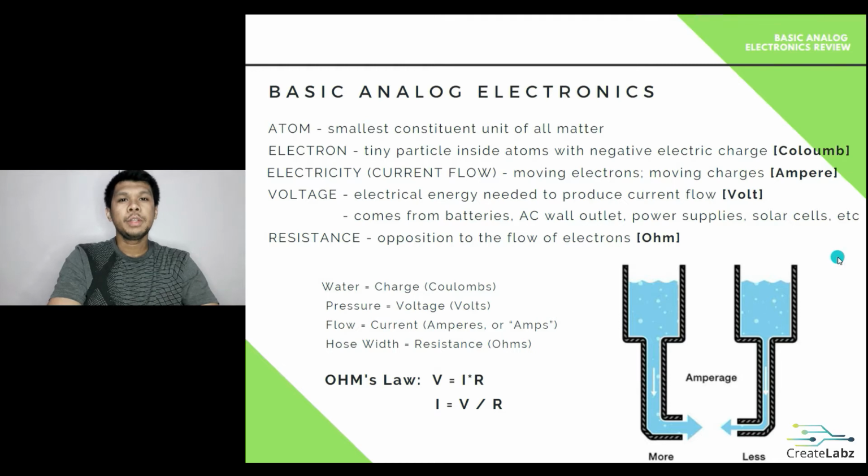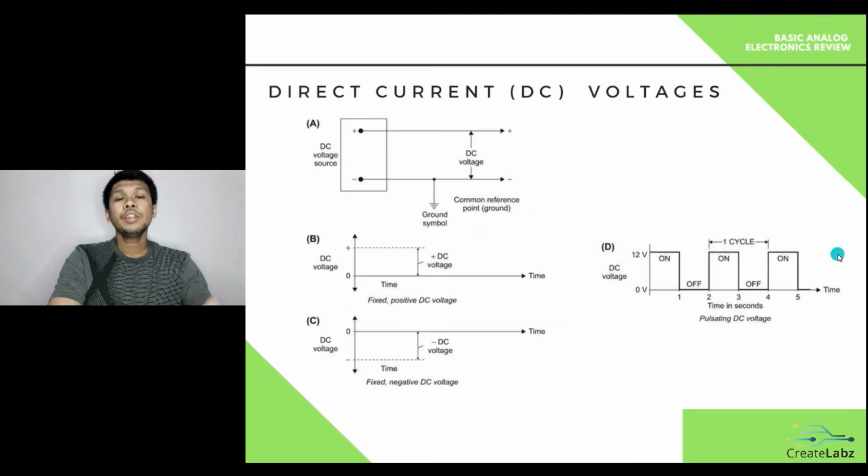What is the difference between DC and AC voltages? DC, or direct current voltage, has two terminals with a polarity, meaning one terminal is positive and the other is negative. The positive terminal is usually called VCC or VDD, or the voltage level itself, like 5 volts, 12 volts, or 24 volts, and so on, while the negative terminal is the common reference or the ground, GND.